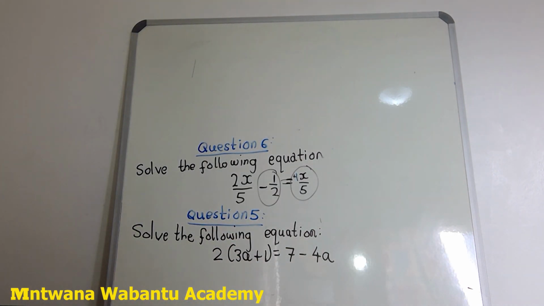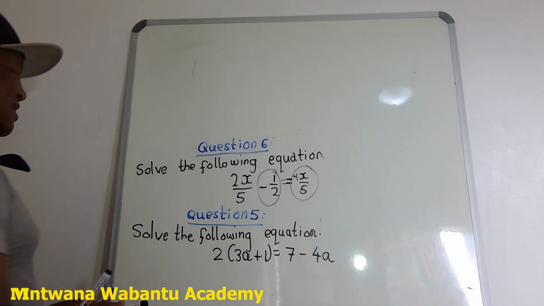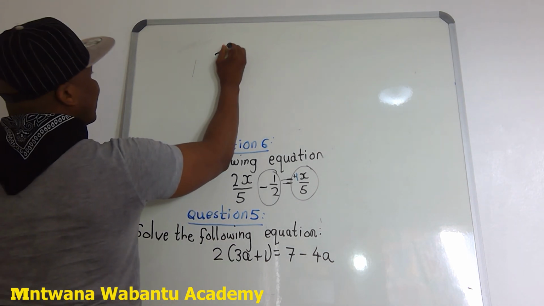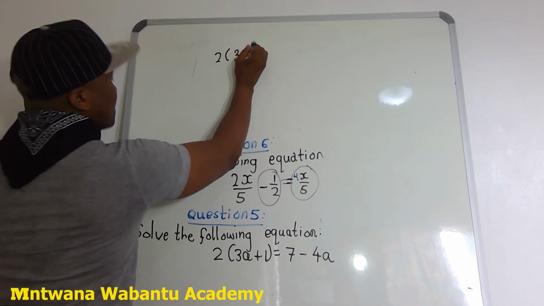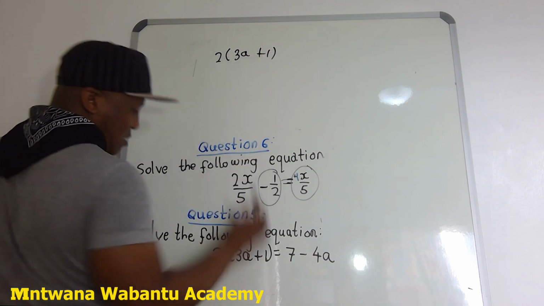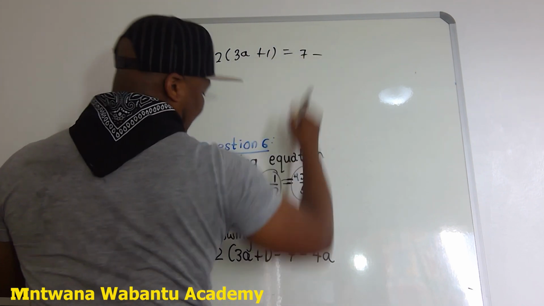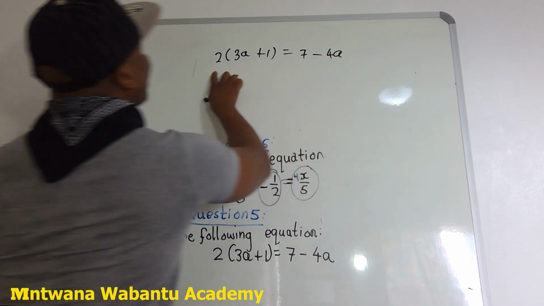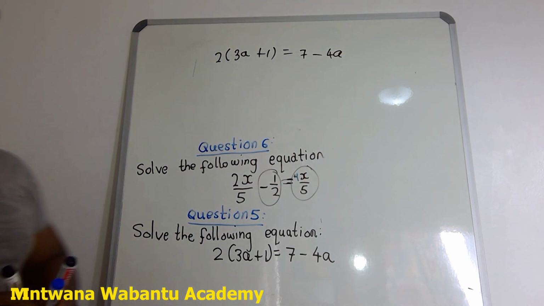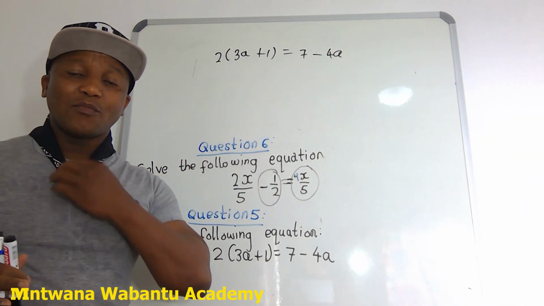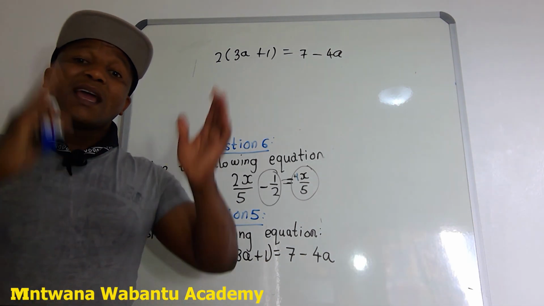Okay, the last question says, solve the following equation. Come on, man. This is easy. So we have a 2 here, and then we have 3a plus 1, and then equal to 7 minus 4a. So what we're going to do, I have to open the bracket, just like we said. From the law of the BODMAS, you start with the bracket first, you open the bracket, and you go.